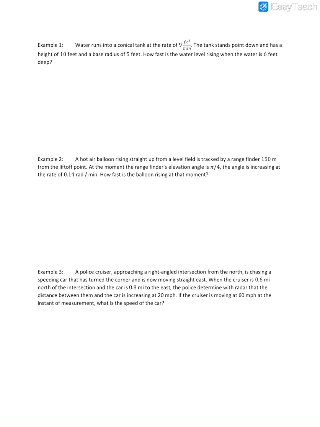Water runs into a conical tank at the rate of 9 cubic feet per minute. The tank stands point down and has a height of 10 feet and a base radius of 5 feet. How fast is the water level rising when the water is 6 feet deep? All right, so let's just start by drawing a picture. This is a conical tank with a point down.